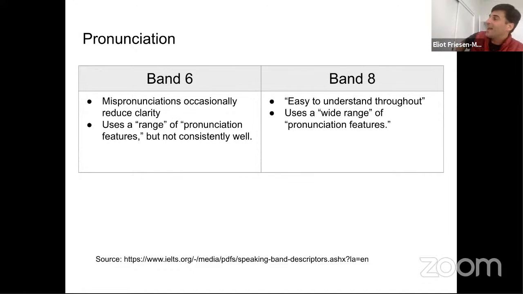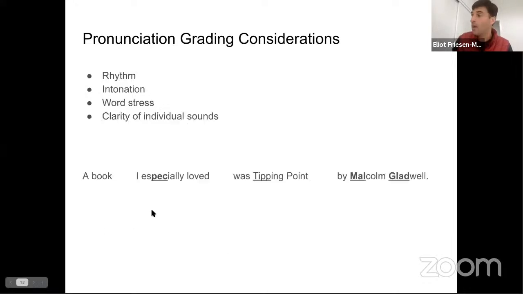Band 8, we are thinking about somebody who's easy to understand throughout, the pronunciation doesn't cause those kinds of issues, and they can use a wide range of features. Okay, so this person is not difficult to understand. So do you have to have perfect native-like sounding English to score an 8 or even a 9 on the test? No, absolutely not. But you need to be able to do certain things well. Okay, and so those certain things, there's a list of things that go into this. Pronunciation is really, really, really complicated. But in general, these are the things that you could look at.